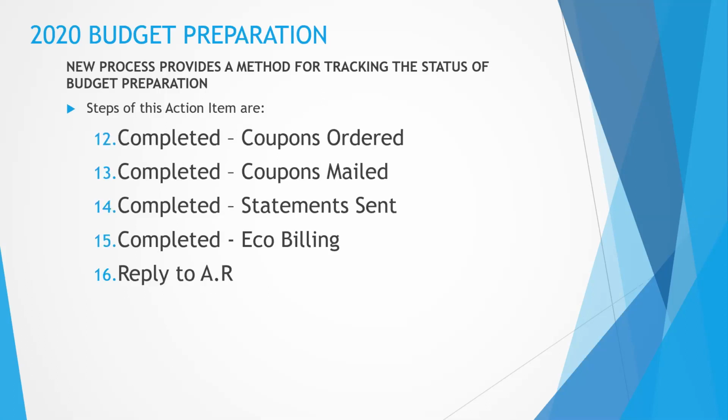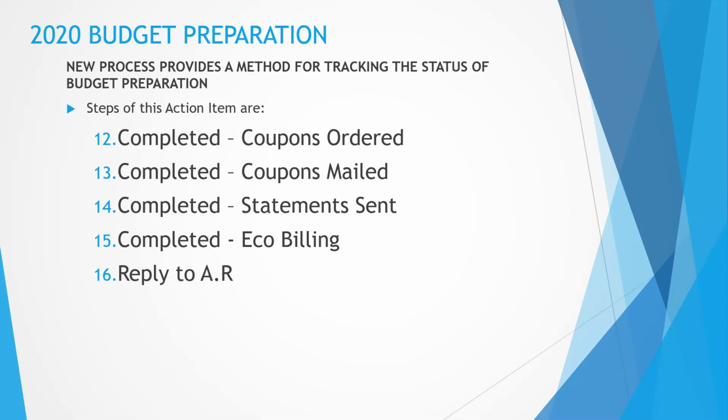And then we go into our completed steps. Coupons are ordered, coupons are mailed, statements are sent, eco-billing, and then there's also the option, step number 16, which is reply to AR. So those are all the steps involved. And again, use this action item so that you can track the progress of your budgets.